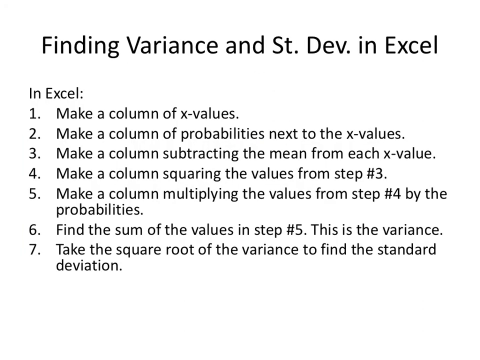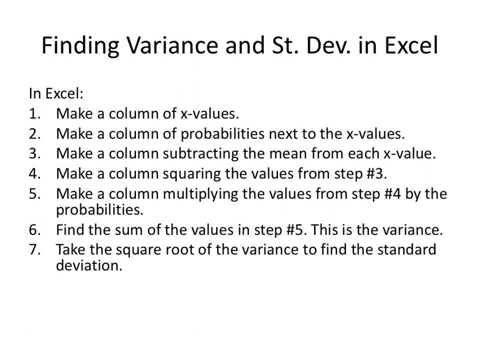To find the variance and standard deviation in Excel, you will have your x column, your probabilities, and you are going to need to know the mean. Then you're going to need a column subtracting the mean from each x value. Then a squaring column for the values from step 3. Then multiply the values from step 4 by the probabilities. Find the sum of the values in step 5. That would be your variance, and then take the square root of the variance to find the standard deviation.